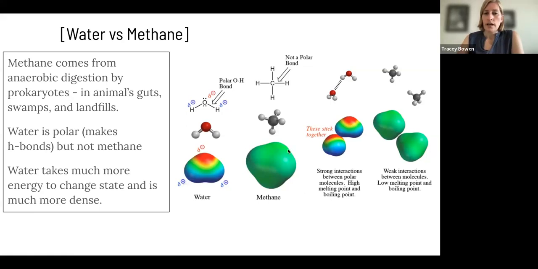Methane is a gas at room temperature and has a low melting point and low boiling point, and it's going to absorb a lot of heat in our atmosphere, which is why it's problematic that melting permafrost is releasing a lot of methane into our atmosphere.